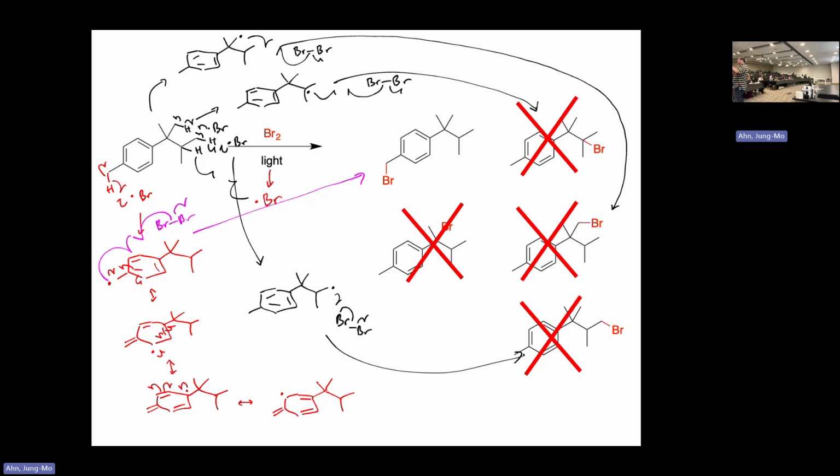Great. So if you remember the allylic radical, right? Radical next to a double bond. Two resonance structures, right? I've been saying that both make a product.